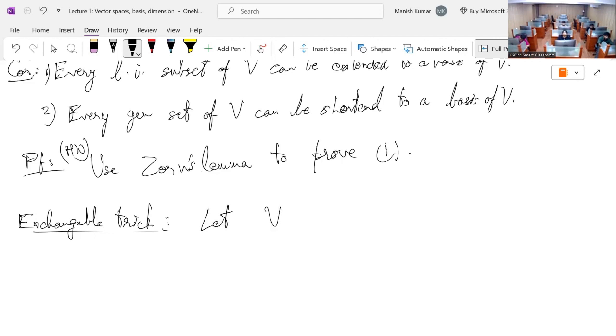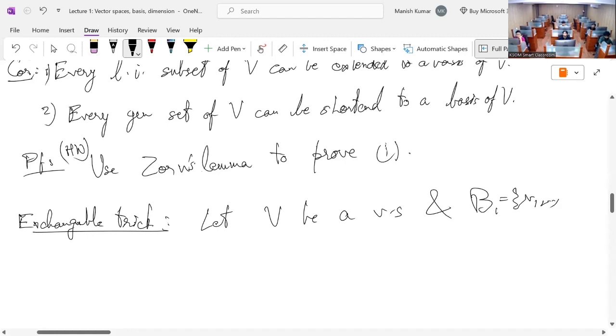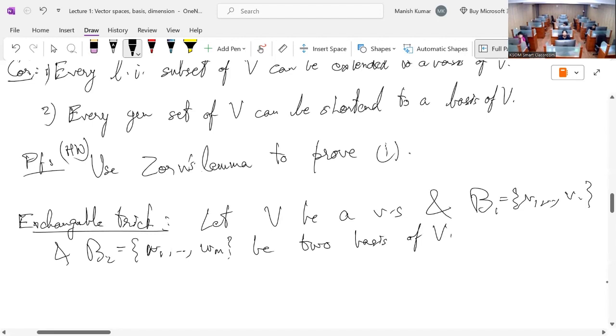Let V be a vector space, and let's take two sets, B1 equals V1 to Vn, and B2 equals W1 to Wm, two bases of V. We want to show that m equals n eventually, but first I'm trying to tell you the exchange trick. So maybe I'll rewrite this proposition.